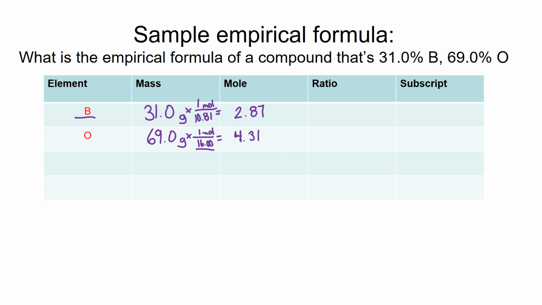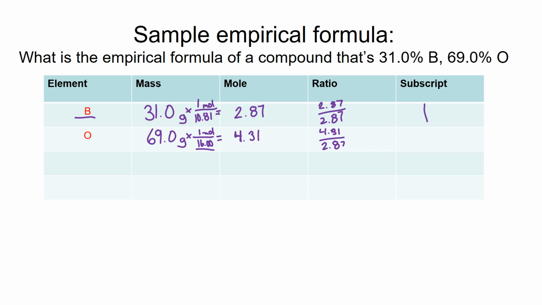Now, for the ratio, what am I going to divide everything by at this point? 2.87. So 2.87 divided by 2.87. Like I said, this is the part that I don't usually show because it's just establishing. Anything divided by itself is 1. What happens when we divide 4.31 by 2.87?